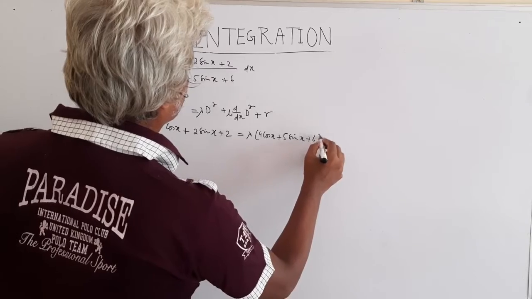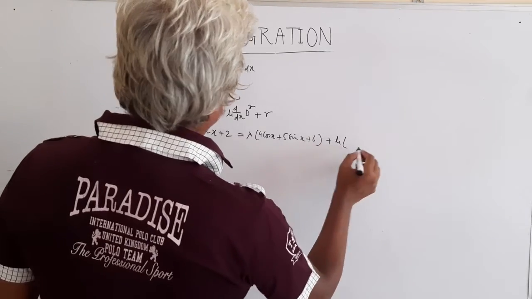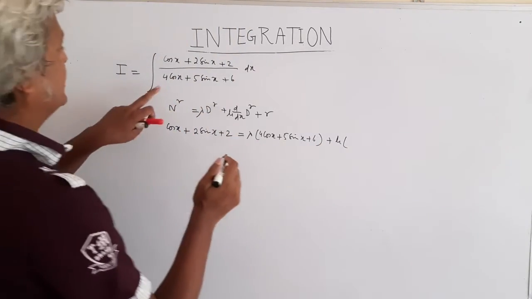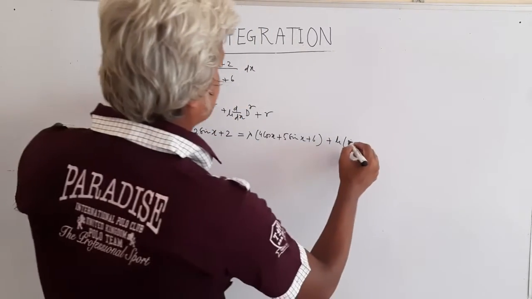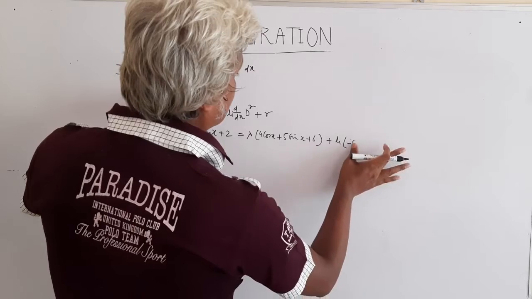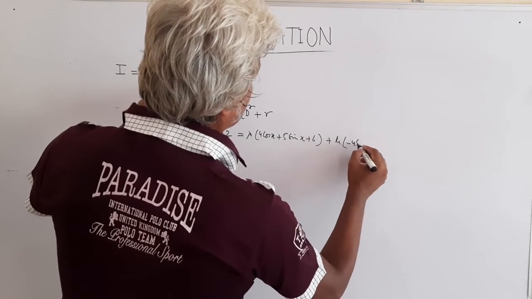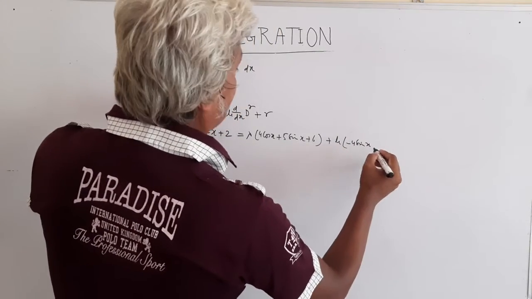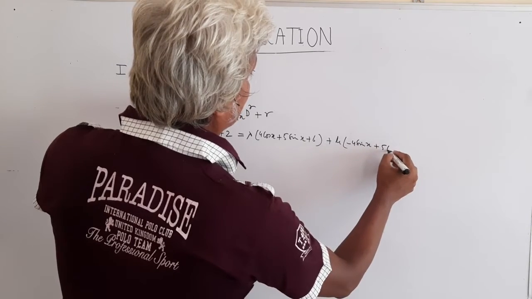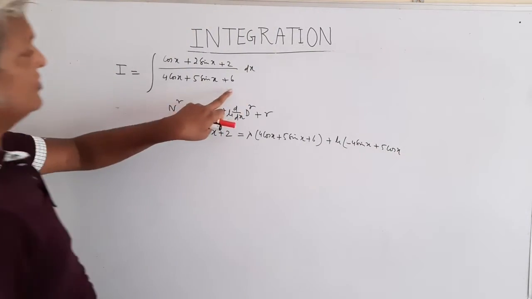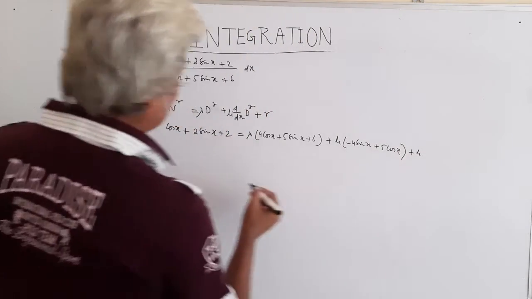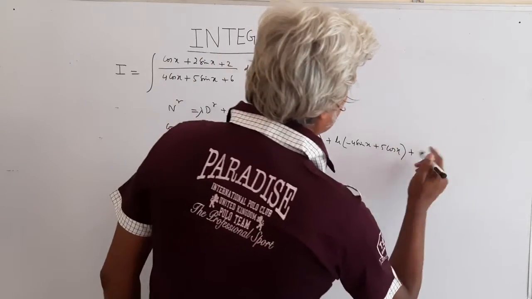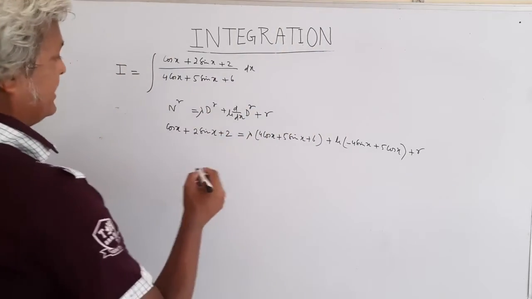The differentiation of 4 cos x is minus 4 sin x, and 5 sin x differentiates to 5 cos x, and the differentiation of the constant is 0, so we don't need it. Plus r. Now this is mu times the derivative, plus r. So now we need to regroup.